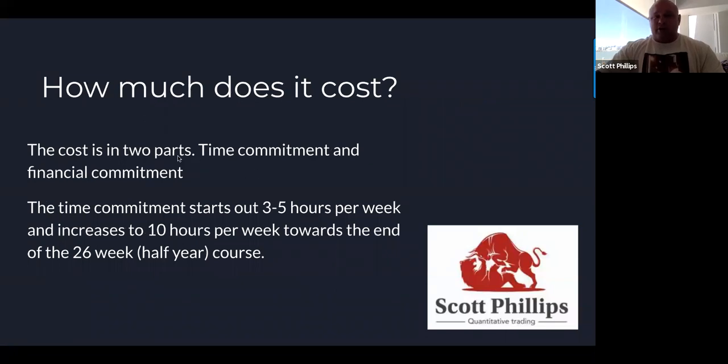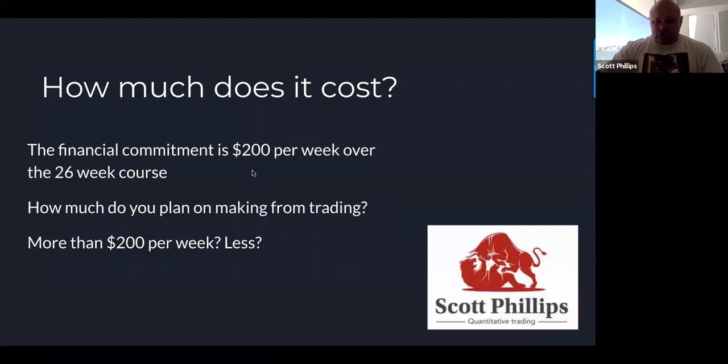So how much does it cost? The cost is 2 parts. The big commitment is the time commitment, and the financial commitment is there as well. The time commitment starts out at about 3 to 5 hours per week, starts out slow, and increases to 10 hours per week towards the end of the 26-week course. So it's a half-year, 6-month course, and the financial commitment is $200 per week over the 26-week course.